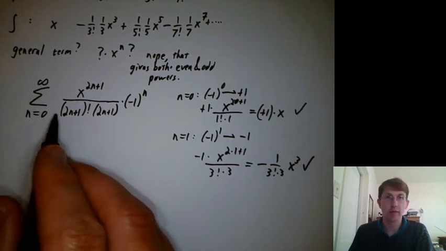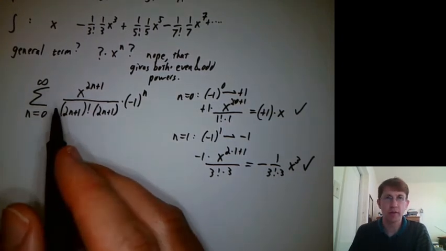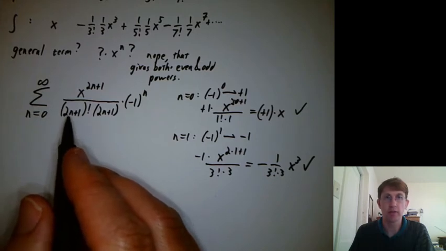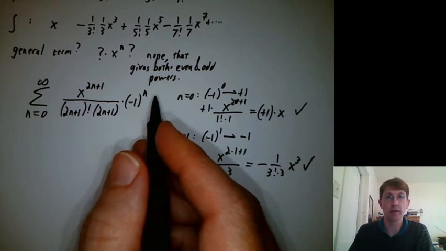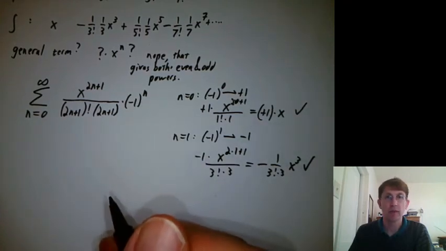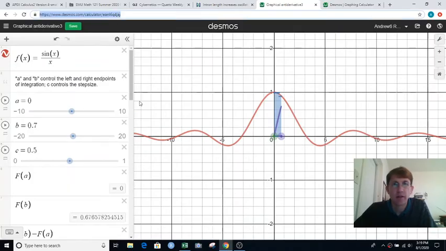If we wanted to start at n equals 1 instead of n equals 0, I'm not sure why you'd want to do that, but you could just change all the 2n plus 1s to 2n minus 1s and switch the power to n minus 1. All right. Let's take a look at our result on Desmos.